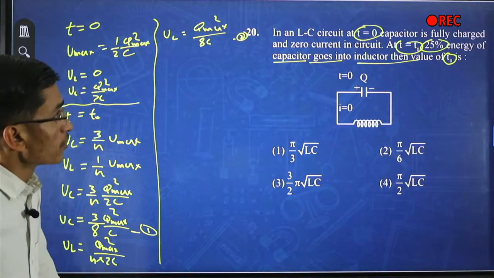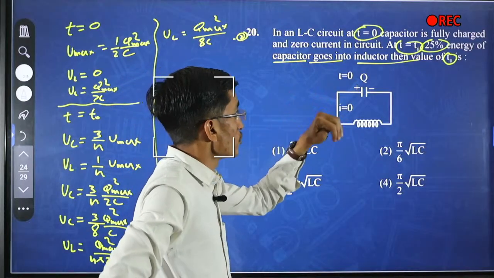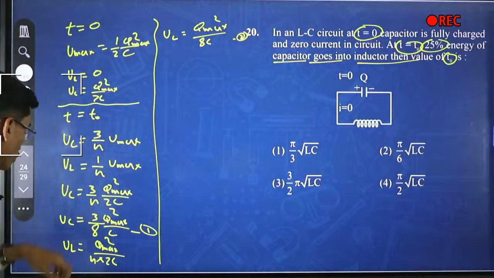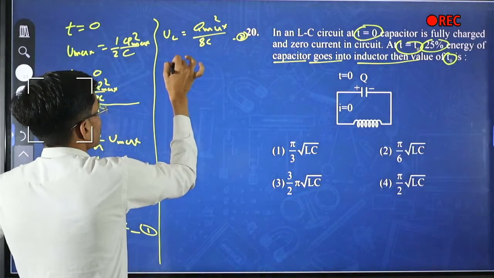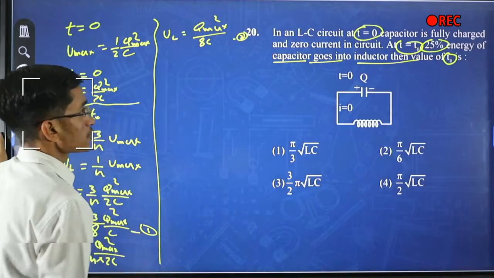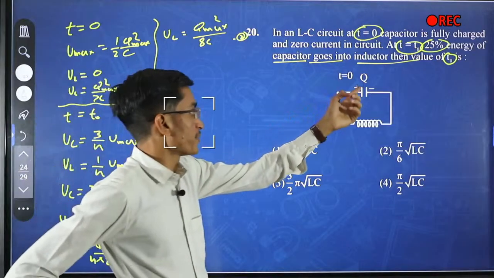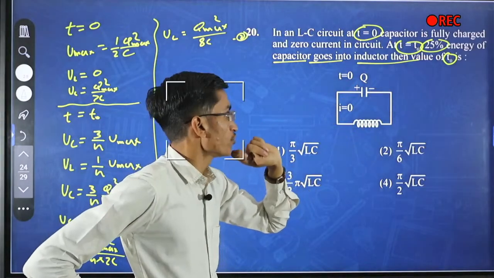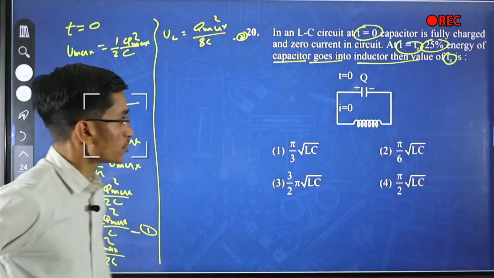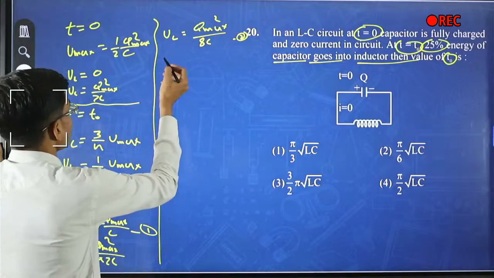So, 25% of the energy of the capacitor goes into the inductor, and then we have to find the value of t naught. So for t naught, we have a formula for the charge of the capacitor at any time. We have to first find the charge of the capacitor after t naught time has passed. Initially the charge of the capacitor will be maximum. After some time, like t naught, the charge will have changed. So we have to find what the charge will be at that time.